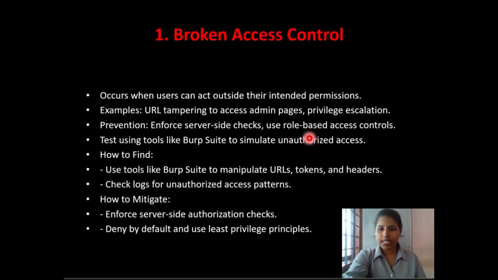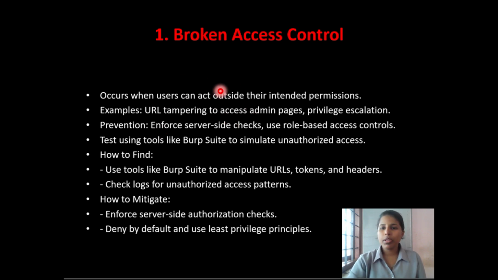Let's go to the first and the most dangerous one on the list, that is broken access control. It occurs when a user can act outside their intended permissions. Let's explain with an example, so that will be better. Think about access control: it determines what a user can do on a website. For example, an admin can delete users, but a normal user shouldn't be able to do that. When that control is broken, well, things go horribly wrong.